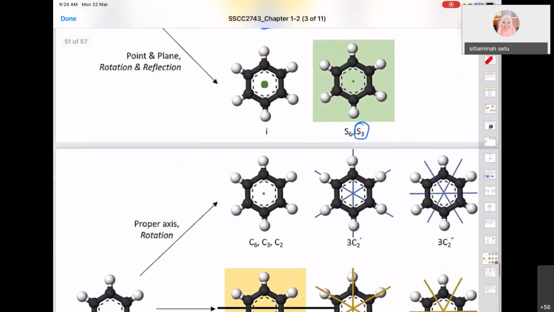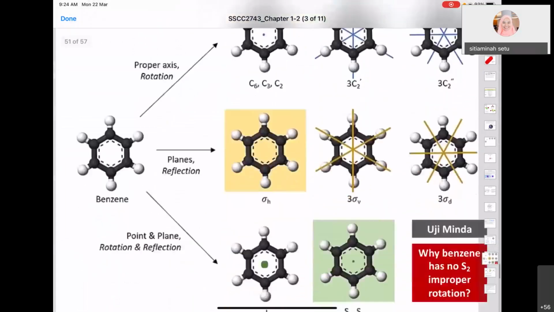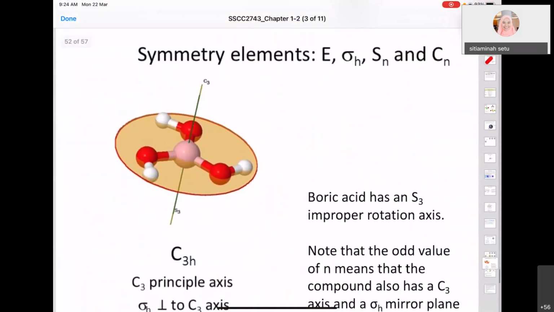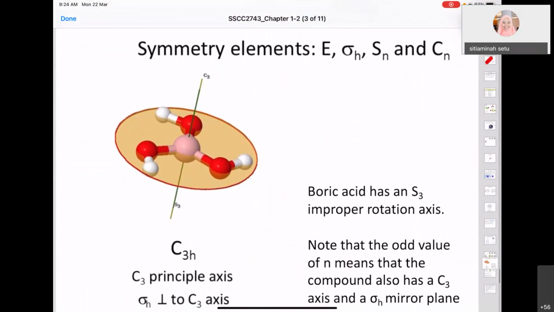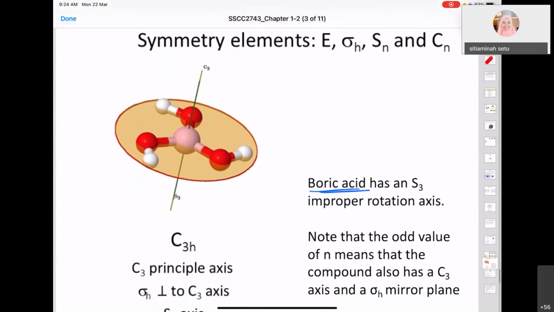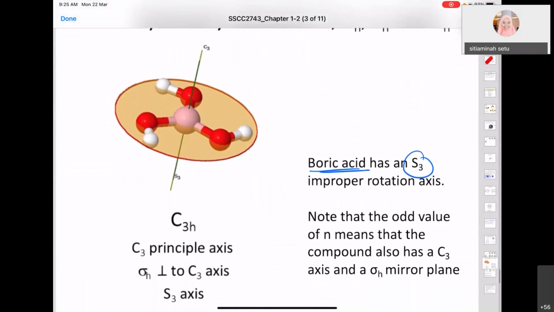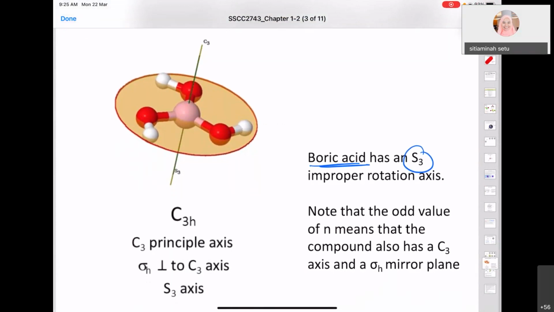Kemudian, this one dulu. Okay, this is boric acid. Boric acid dia ada S3, improper rotation axis. So tadi saya kata kalau SN is nombor ganjil, 3 ni nombor ganjil, that's mean this compound also have the C3 and sigma H mirror plane.